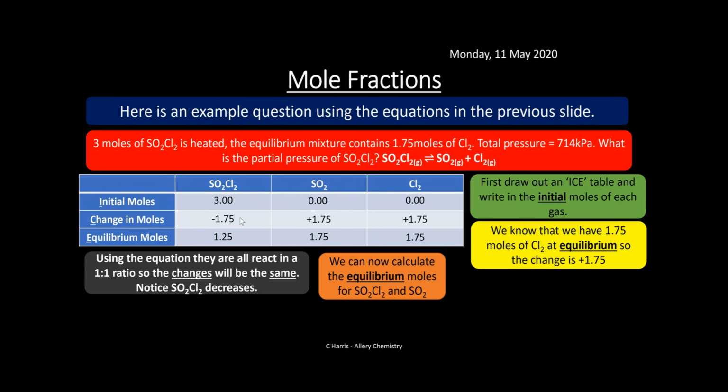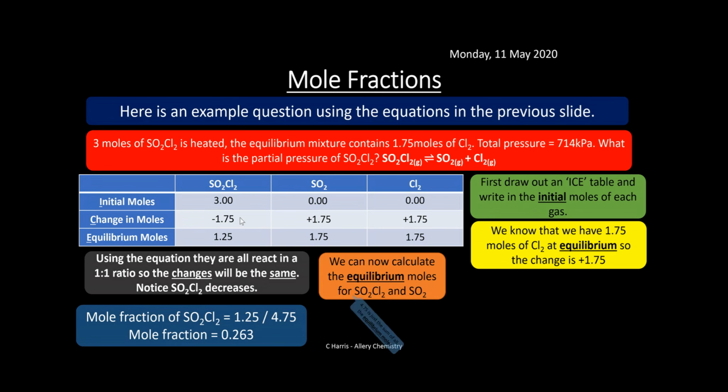So we've got 1.75 of SO2 and 1.25 of SO2Cl2. Pretty straightforward so far. So the mole fraction of SO2Cl2 is 1.25 divided by 4.75. This is your 1.25 here, but the 4.75 is the sum of all the equilibrium moles. So if we add up all of these here, that gets us 4.75. Obviously our 1.25 there is the equilibrium moles of SO2Cl2. So the mole fraction here is 0.263, so fairly straightforward.